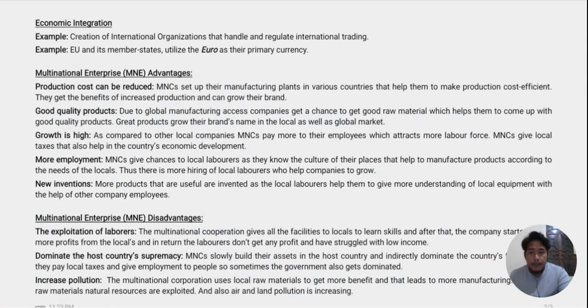Okay. Another example of economic integration in the global interstate system, and one that can really be observed in the contemporary world, is, for example, the presence of the EU or the European Union. If you would notice, the member states of the European Union all utilize the euro as their primary currency.